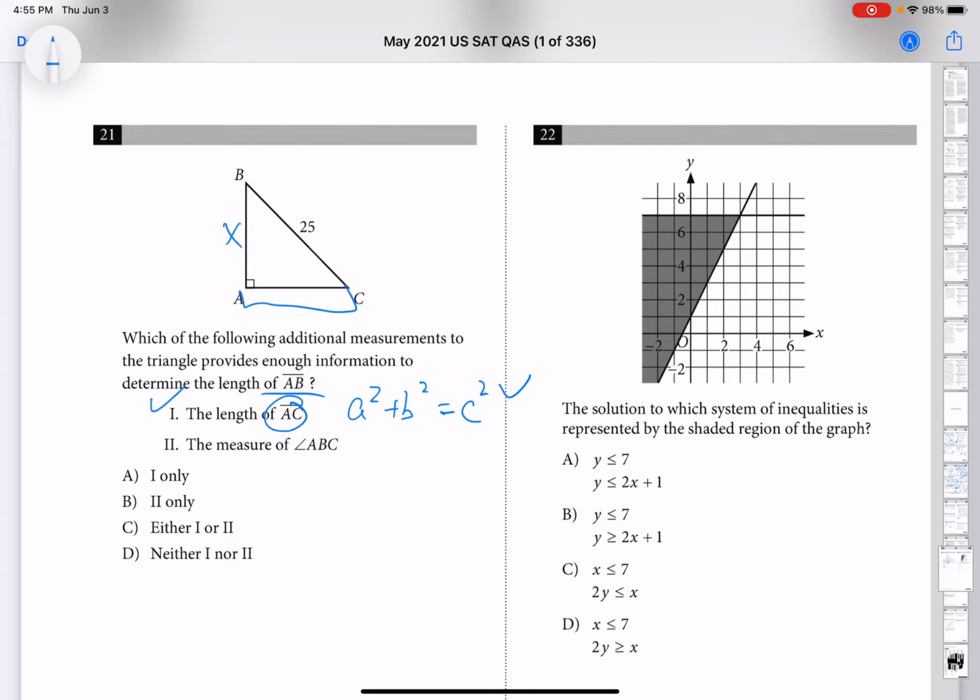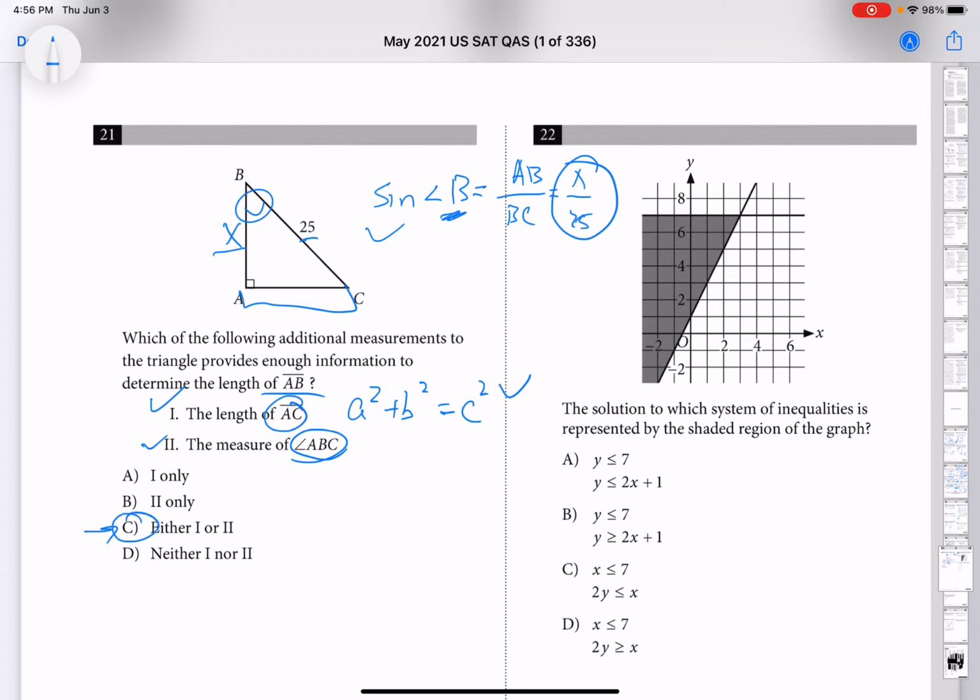So 1 is good. The measure of angle ABC is this angle here. If you get this angle over here, you should be able to solve for this, which would be the sine of angle B equal to AB over BC, which is equal to, let me see, AB is X over 25. Yes, you have enough information, because if they gave you angle B, it'll work out. So 1 or 2 could work, so either 1 or 2. For number 21, the answer is C.